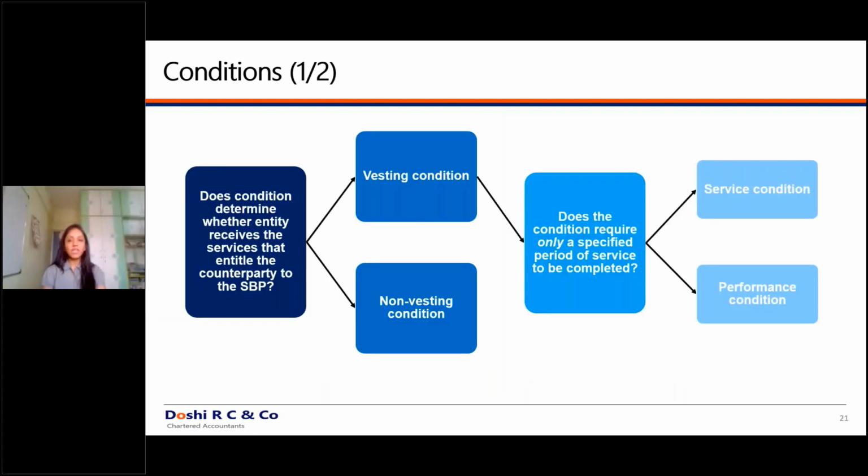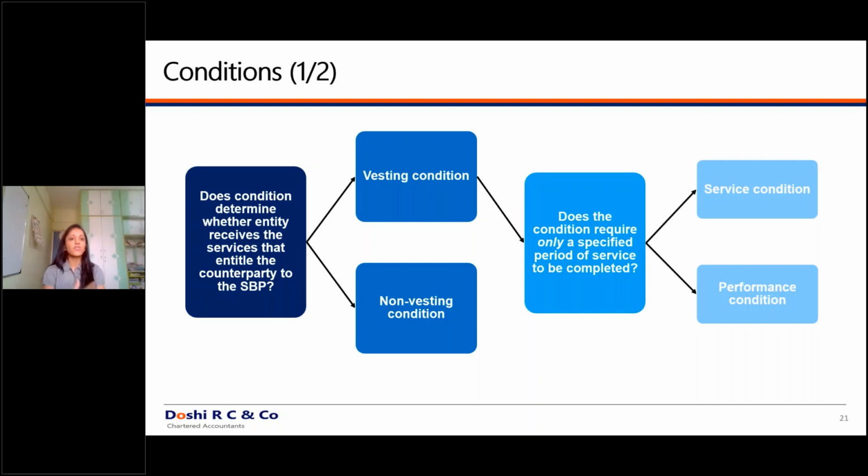Whoever has studied the Indian GAAP would know what a vesting condition is and what a non-vesting condition is. You have to take into cognizance what the vesting conditions are, and whether these conditions are achieved or not achieved plays an important role in your valuation and when you're debiting the expenditure in your statement of profit and loss.